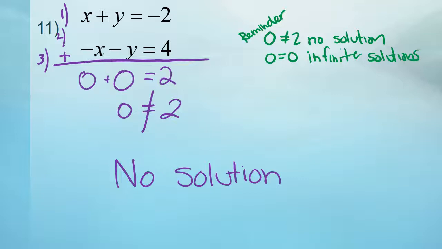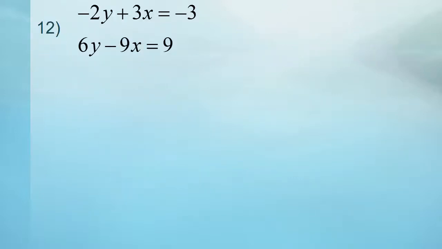That was a quick one, so let's take a look at another one. Let's take a look at number 12. First step is to line up the equations. And in this case, they're already lined up. Y's over y's, x's over x's, numbers over numbers. The fact that the y's come before the x's does not matter.